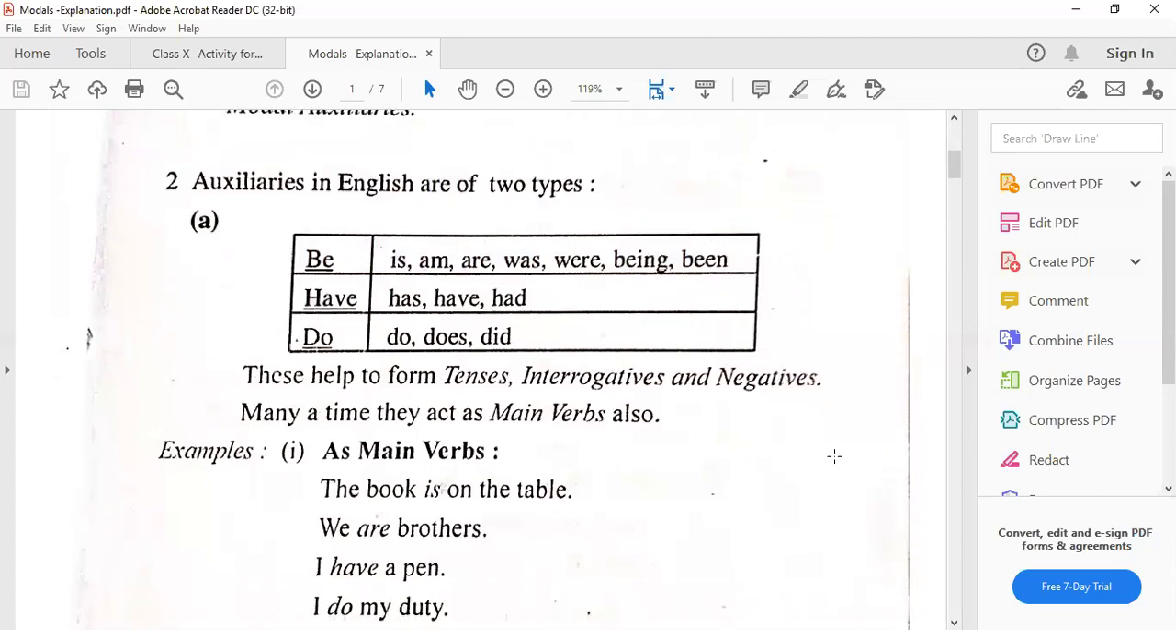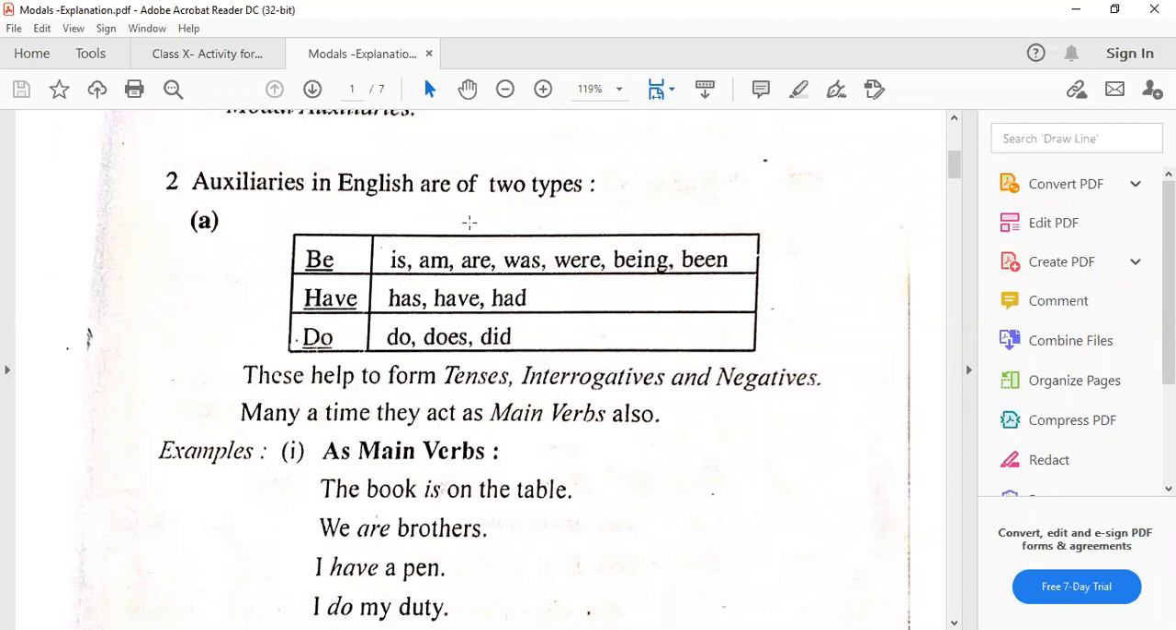Auxiliaries in English are of two types. First one, as you have the main verbs, be, from where we take the helping verbs, is, am, are, was, were, being, been, have, has, have, had, three forms of this. Then do, does, did. So these help to form tenses, interrogatives and negatives. And many a time they act as main verbs.